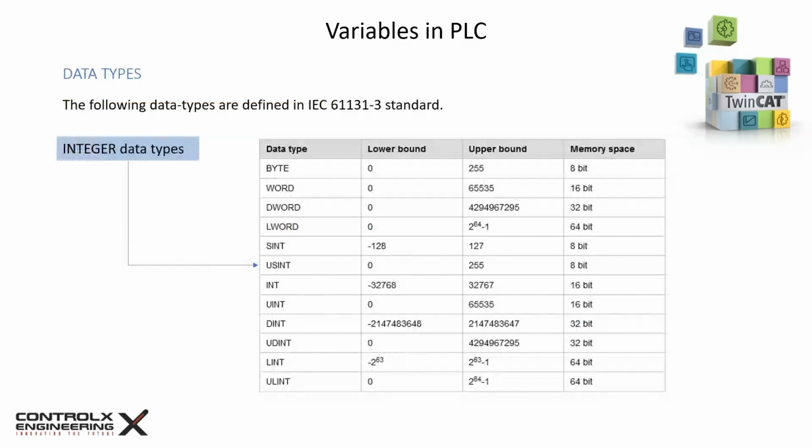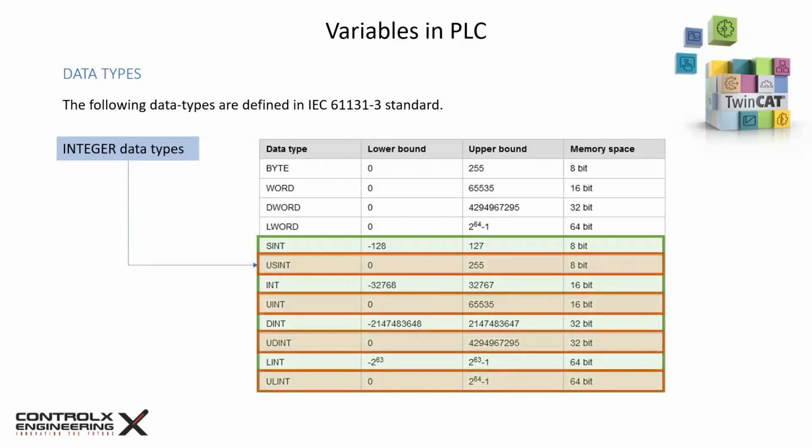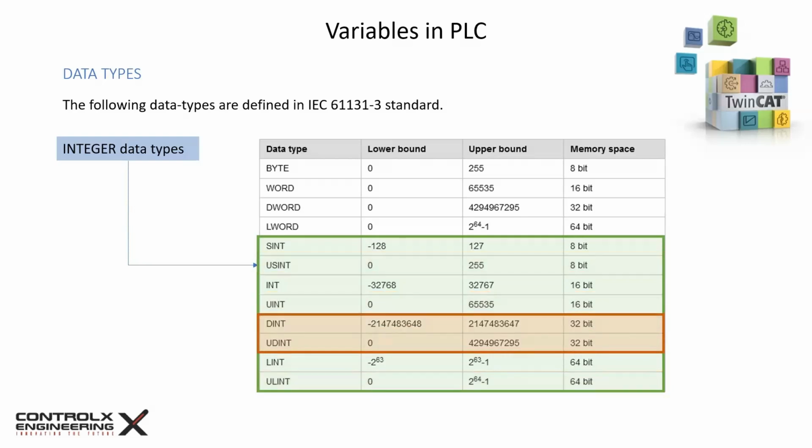Next is the integer data type. This table shows the integer data types that are available in TwinCAT. The highlighted section shows the most commonly used integer data types, ranging from 8 bits to 64 bits. The data types prefixed by the letter U are unsigned integer types. That means positive integers only. The data types prefixed by the letter D are double integer types, or 32-bit versions of their counterparts. The data types prefixed by the letter L are long integer types, or 64-bit versions of their counterparts.